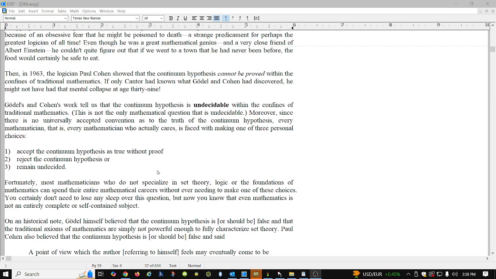See, the thing is, most mathematicians who don't specialize in set theory or logic or something closely related, foundations of mathematics, can spend their entire career in mathematics without ever needing to make a choice, because it just doesn't come up. Okay? You don't need to make a choice. You don't need to lose any sleep over it. I have not lost any sleep over it. I've been able to do all the mathematics I'm interested in without having to make a decision. Okay.